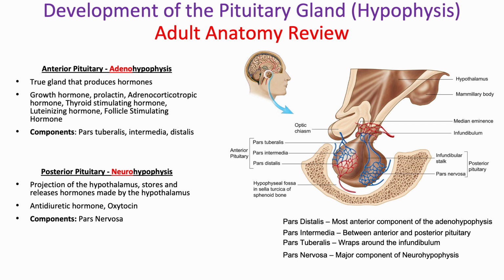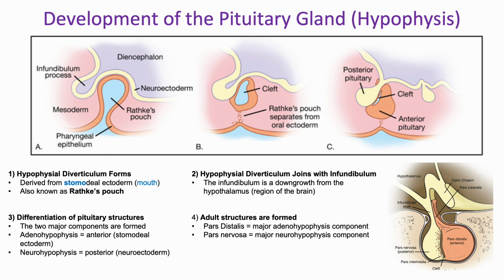Okay, with that overview in mind, I think that will really aid us in understanding the developmental process. So in thinking about the developmental process of the pituitary gland, the first thing that happens is in the roof of the mouth, formed by stomodeal ectoderm. And remember, the meaning of stomo is mouth. So with the ectoderm in the mouth, we're going to have what we call the hypophyseal diverticulum.